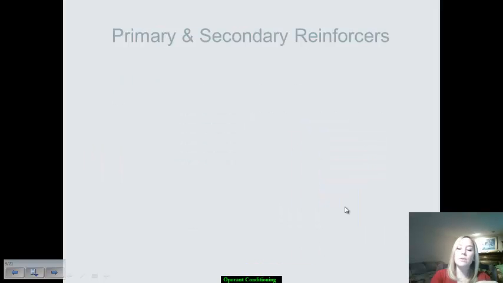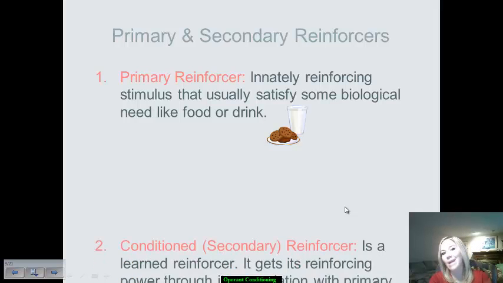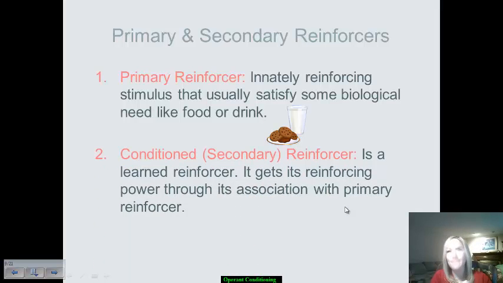If we move on to a further subset of this, we have to talk primary and secondary reinforcers, okay? Because there is a difference, as if we haven't already confused you enough. Primary reinforcers are things that are going to cause you to carry out and strengthen certain behaviors because they are innately or naturally satisfying some level of biological need that you have.